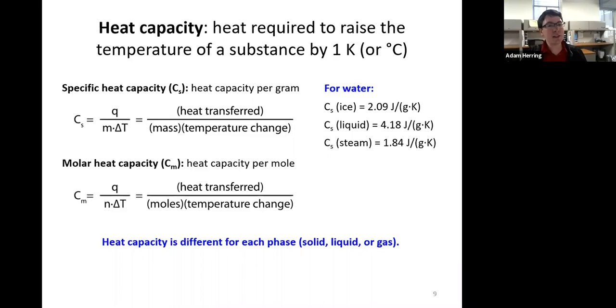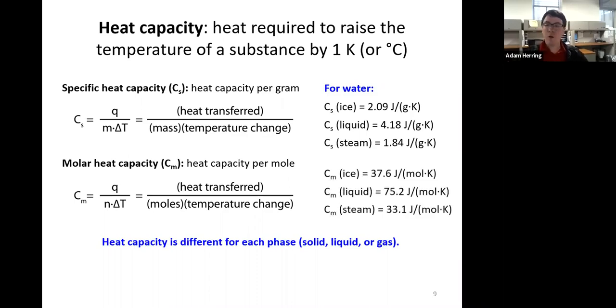The molar heat capacity is very similar to the specific heat capacity. The only difference is that instead of it being the energy required to heat 1 gram of substance, it's the energy required to heat a mole of substance. When you take a look at the different values, we can see the only difference in units is moles. And in fact, if you were to take the molar mass of water in this case, and multiply the specific heat by the molar mass, you would end up with the molar heat capacity.